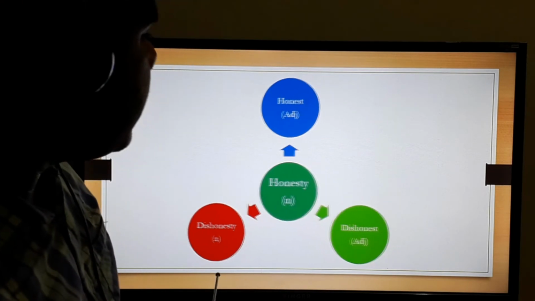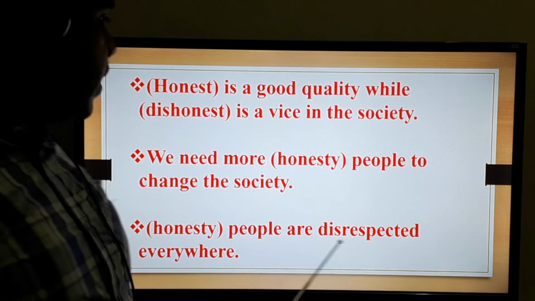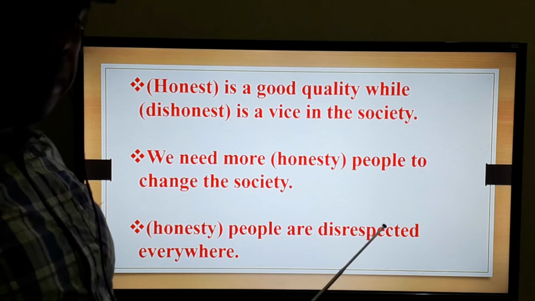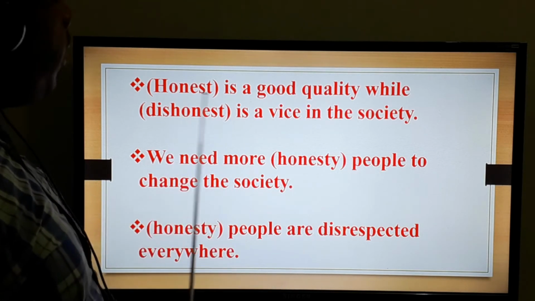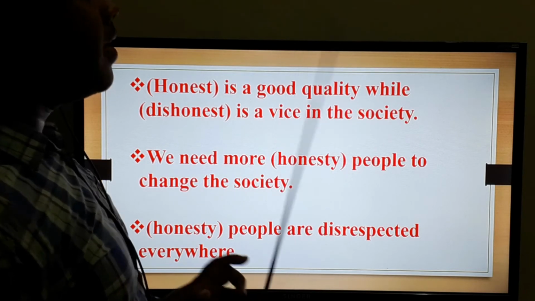Now we will look at sentences. Here are three sentences for you. First of all, you will read each one and try to complete it. First of all, honest is a good quality while dishonest is a vice in the society.